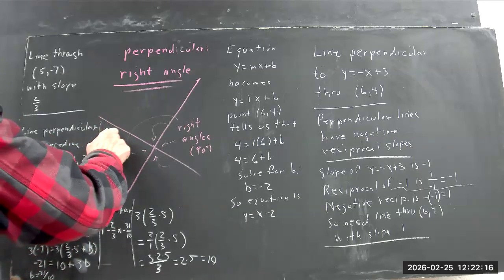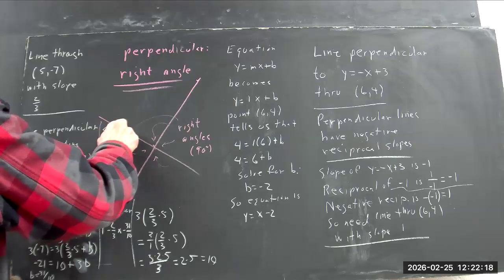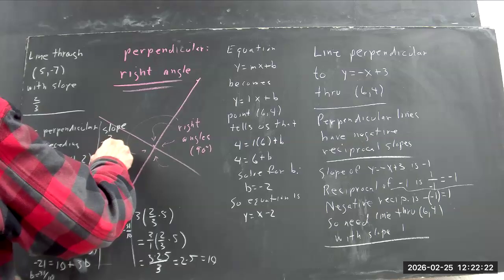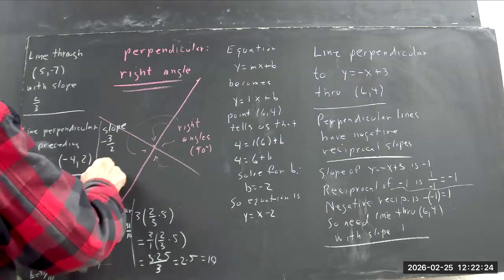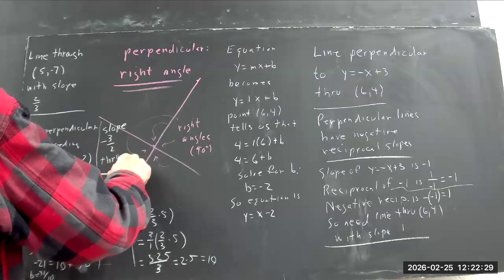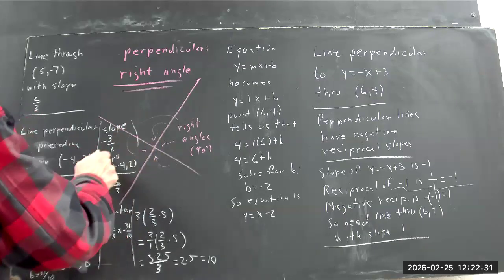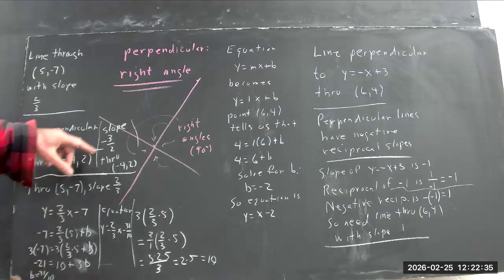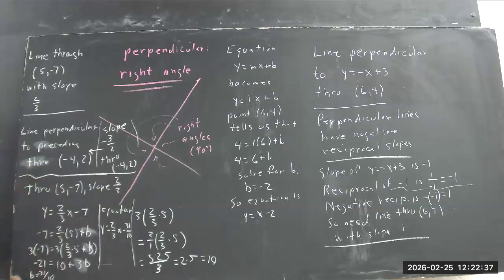But this line should have slope -3/2. The slope here is 2/3. This slope is the negative reciprocal. Negative reciprocal of 2/3 is -3/2. Fair enough.